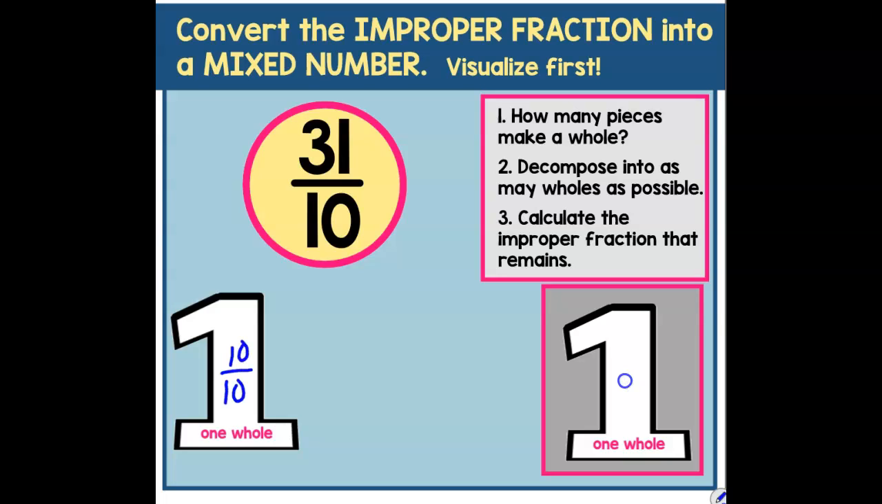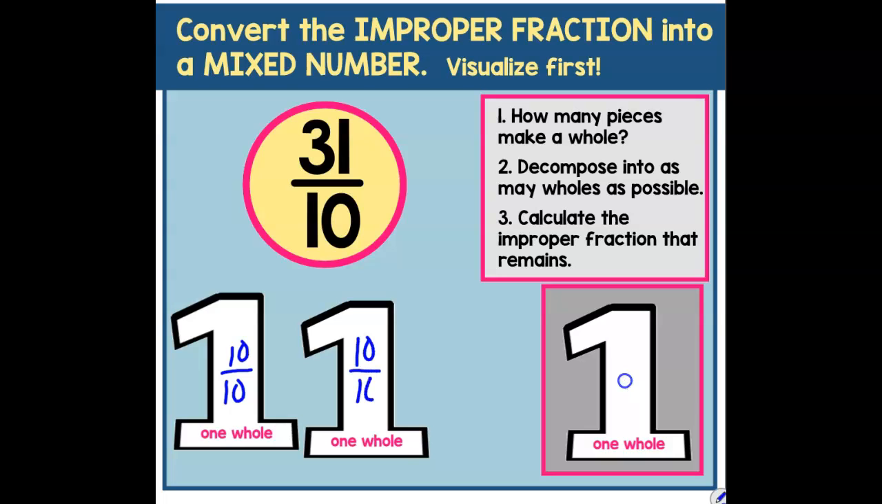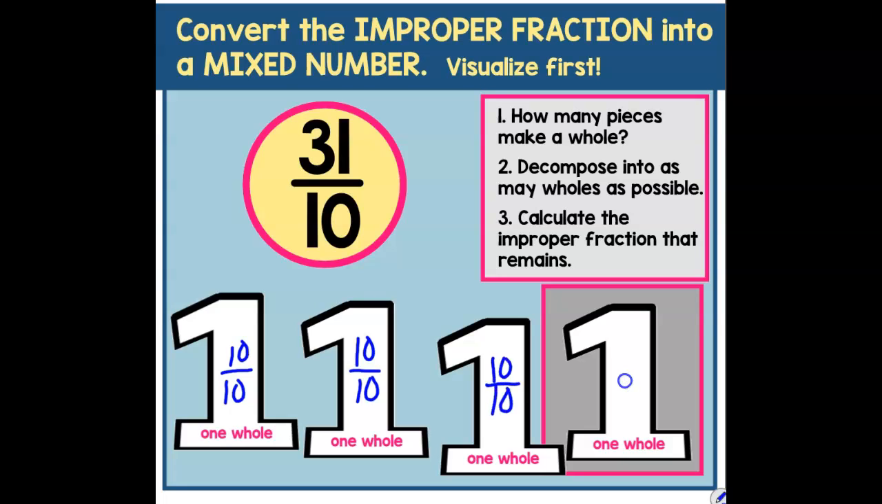If I have 31 minus 10, I'm at 21. I have enough to take out another whole. So I'm going to take out another 10 tenths. So now I'm at 20 tenths. I have enough that I can take out another whole. I'm going to take out another 10 tenths. Now I'm at 30 tenths, and I have 1/10 left. So I've got 1, 2, 3 wholes and 1/10. So my answer would be 3 and 1/10.